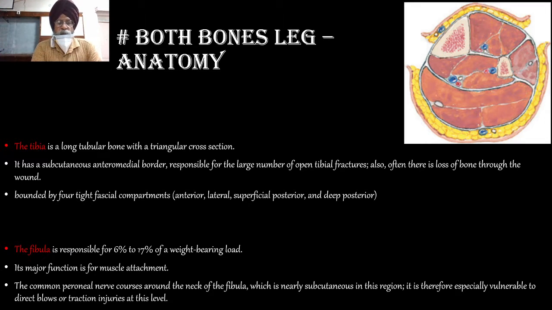Anatomy of the both bone leg. The tibia is a long tubular bone with a triangular cross-sectional area. It is subcutaneous on the anterior mid border, responsible for a large number of open tibial fractures. Also, often there is loss of bone through the wound. It is bounded by four compartments: anterior, lateral, superficial posterior and deep posterior. The fibula is responsible for 6 to 17% of the weight bearing load, so its major function is for muscle attachment.